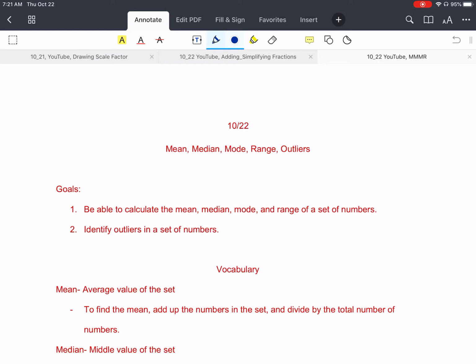So our goals are pretty simple. Be able to calculate the mean, median, mode, and range of a set of numbers. And we're going to show you how to do all of that. And goal number 2, identify any outliers. So I will be using a calculator during these notes, but the calculator will be off screen. So there is a lot of vocabulary. Feel free to abbreviate.